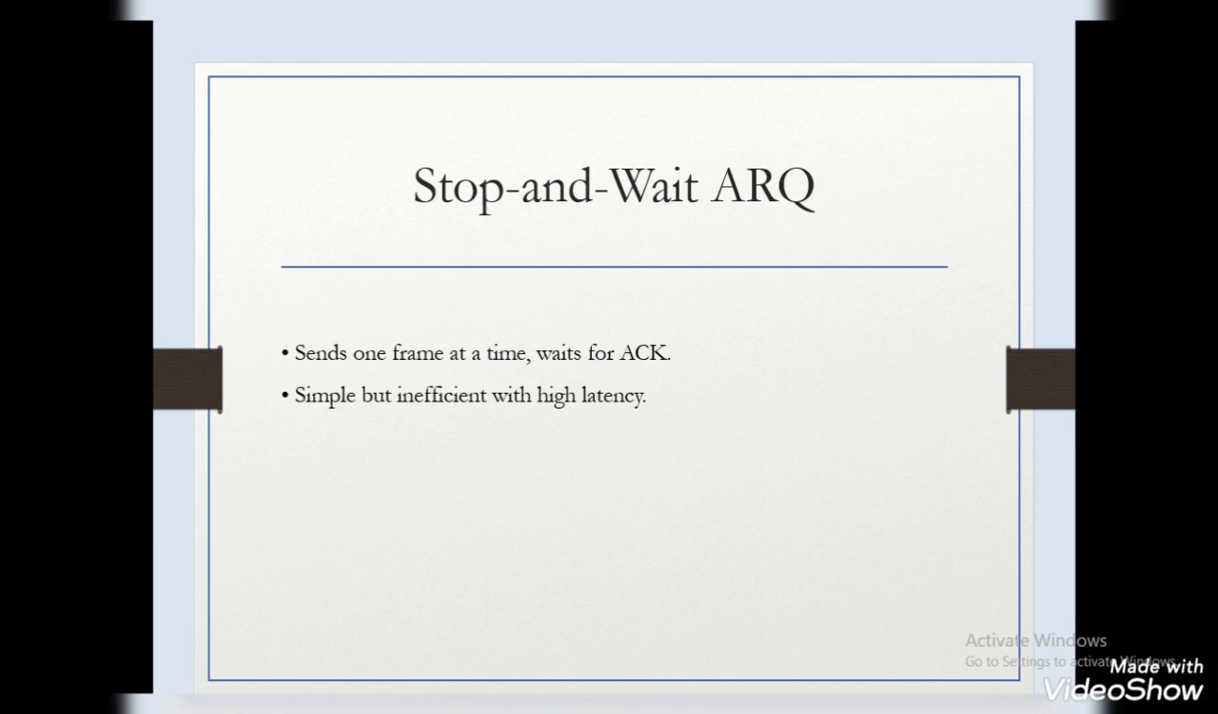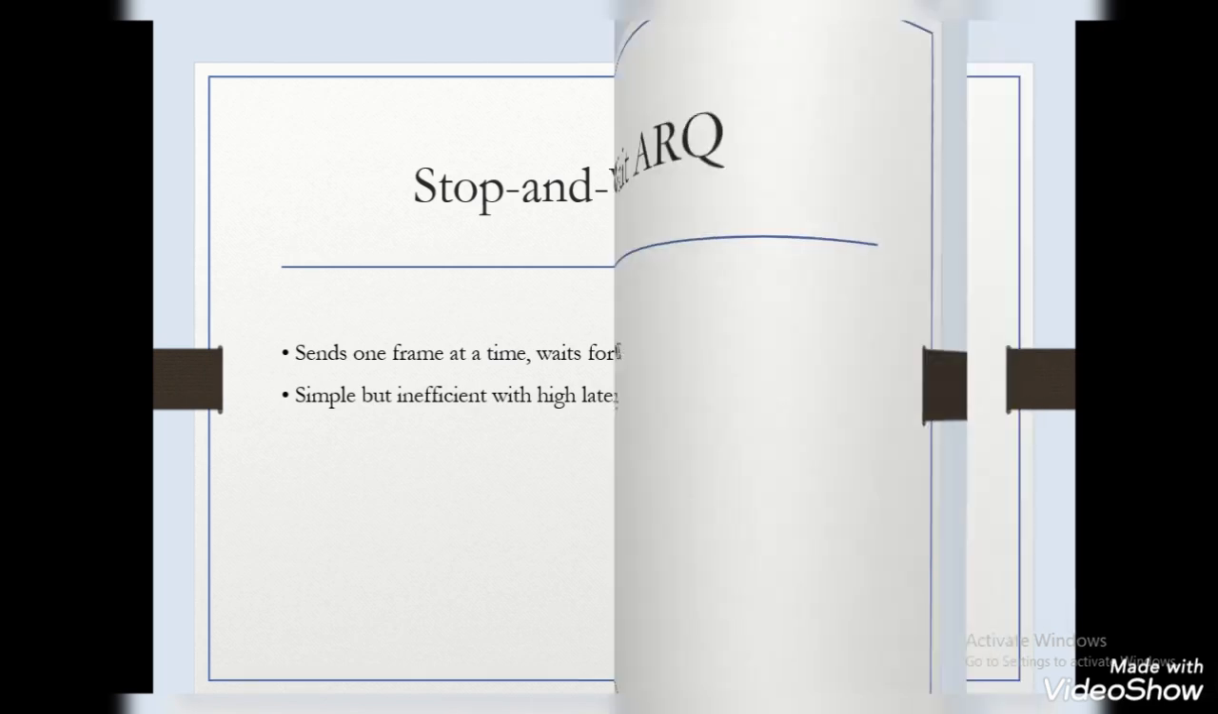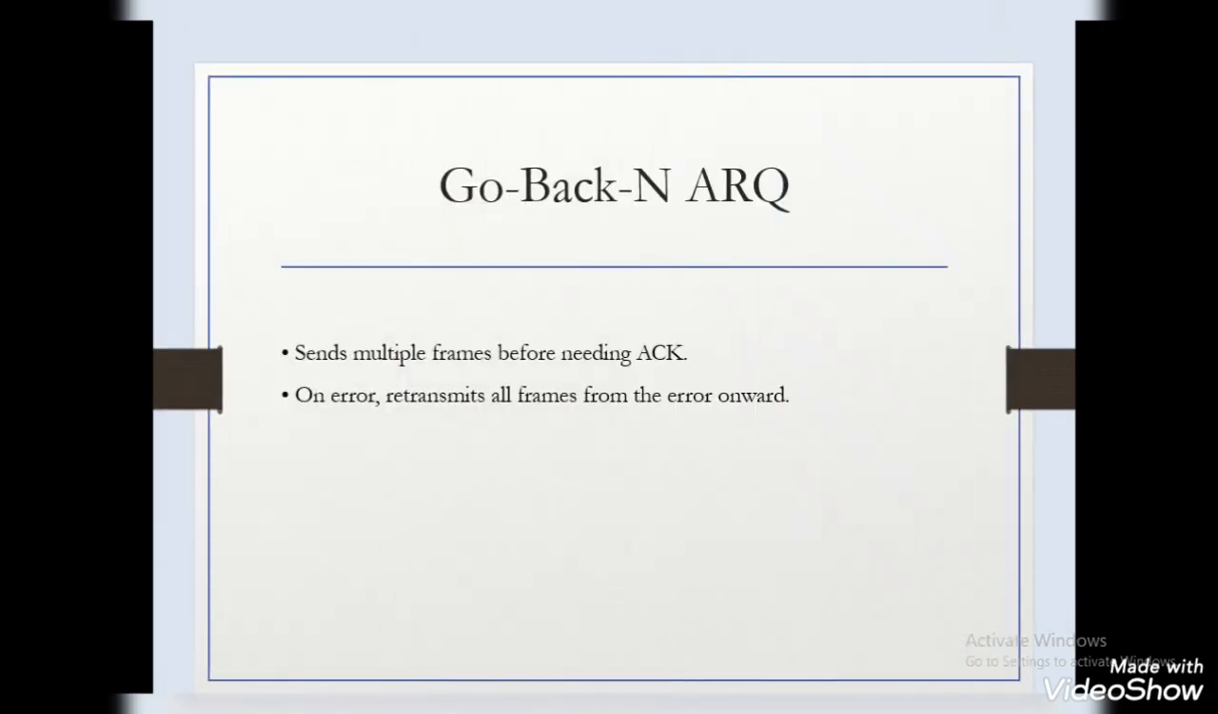If the acknowledgement isn't received, the frame is resent. This is simple but inefficient for long distance or high latency communication. The next type of ARQ is go back N ARQ, which describes a more efficient method. The sender can send N frames at once without waiting. If an error is found, all frames from the error onwards are resent. It is more efficient than stop and wait, but can still be wasteful.